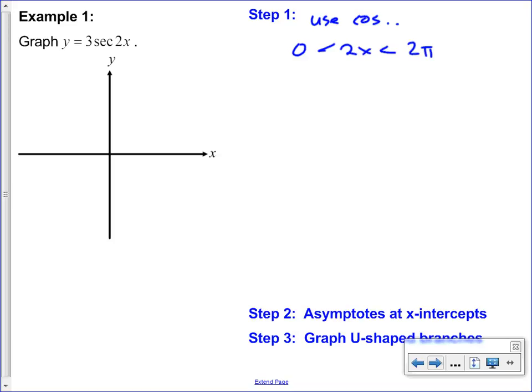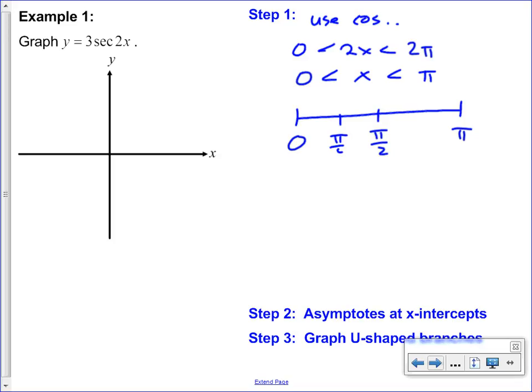All right. Solve for x, so divide by 2. So 0 is less than x is less than pi. Right? Okay. So we go from 0 to pi. Pi over 2. I feel like we've done this a few times. Pi over 4. 3 pi over 4.